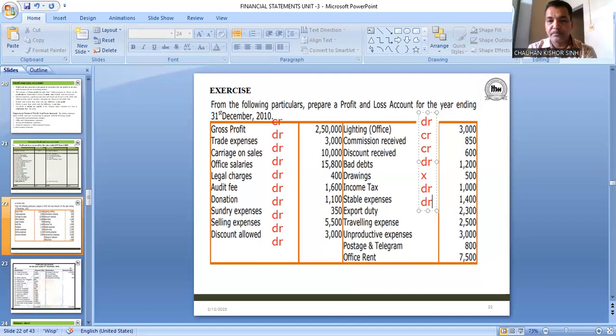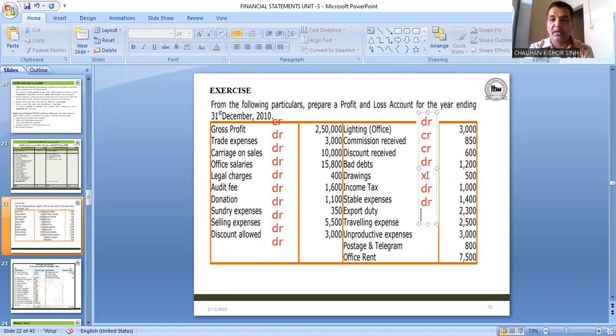Export duty. When we import goods, then we have to pay tax. When we export goods, we have to pay tax. Import duty and export duty. So when you are importing goods from other countries, then that would be a purchase related expense. So import duty will be recorded on the debit side of the trading account because that would be a purchase related expense. But export duty, we have to pay when we sell goods to other countries and we pay the export duty.